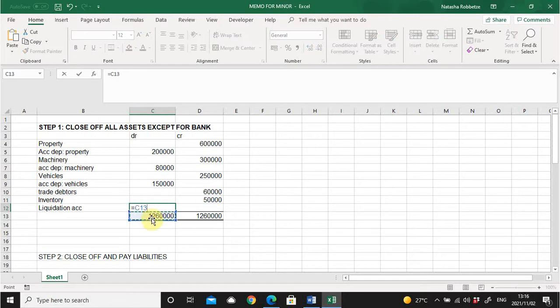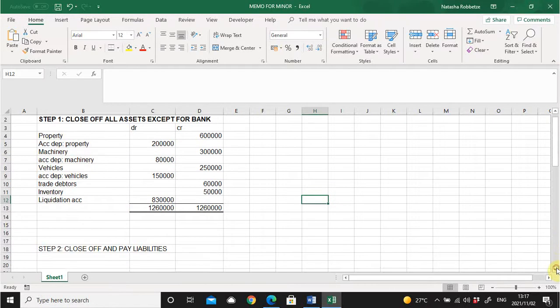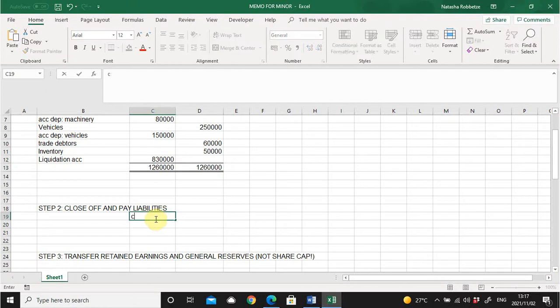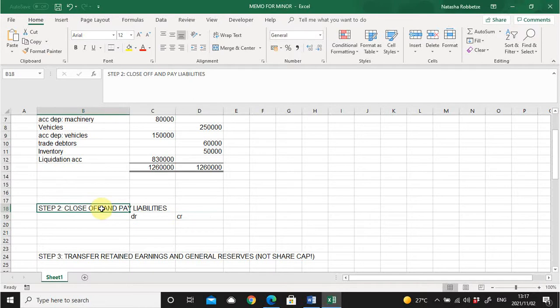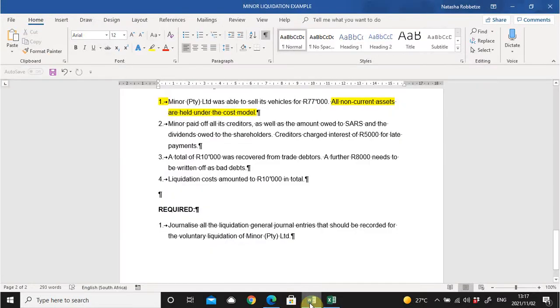So I'm going to take the total, the 1,260,000, and I'm going to minus the debit entries on that side to get to a balancing figure. And the total then for the liquidation account is 830,000. In step 2, we need to close off our liabilities and pay whatever should be paid. So if I refer you back to the question, it said all the creditors were paid as well as SARS and the shareholders, and the creditors also had interest charged of 5,000 Rand.